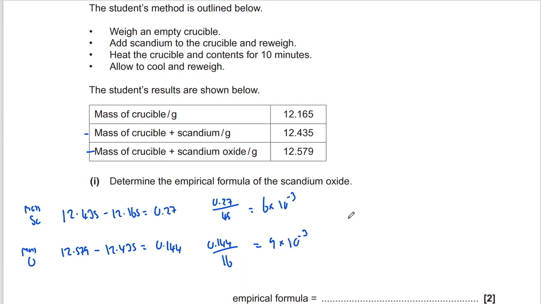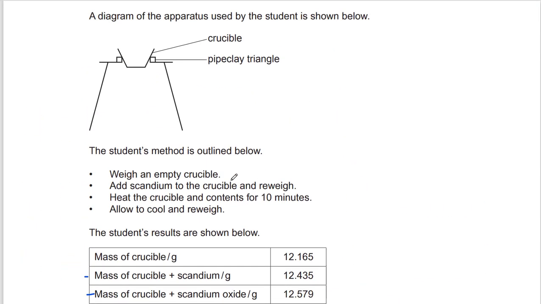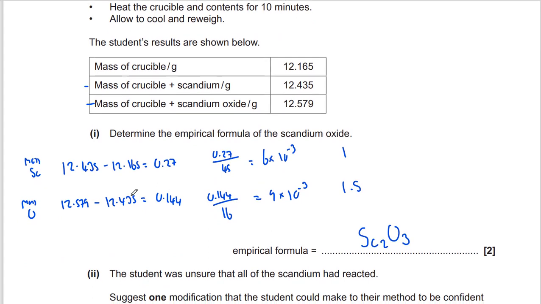If you divide by the smallest number, okay, you'll end up with essentially 1 scandium to 1.5 oxygens. Therefore, your empirical formula, the simplest whole number ratio, is scandium 2, oxygen 3. So nice and straightforward, that question. It's just basic empirical formula, picking out data from the table, knowing you're working out the mass of scandium you started with, the mass of oxygen that was added, and then working out empirical formula in the same way you would normally do.